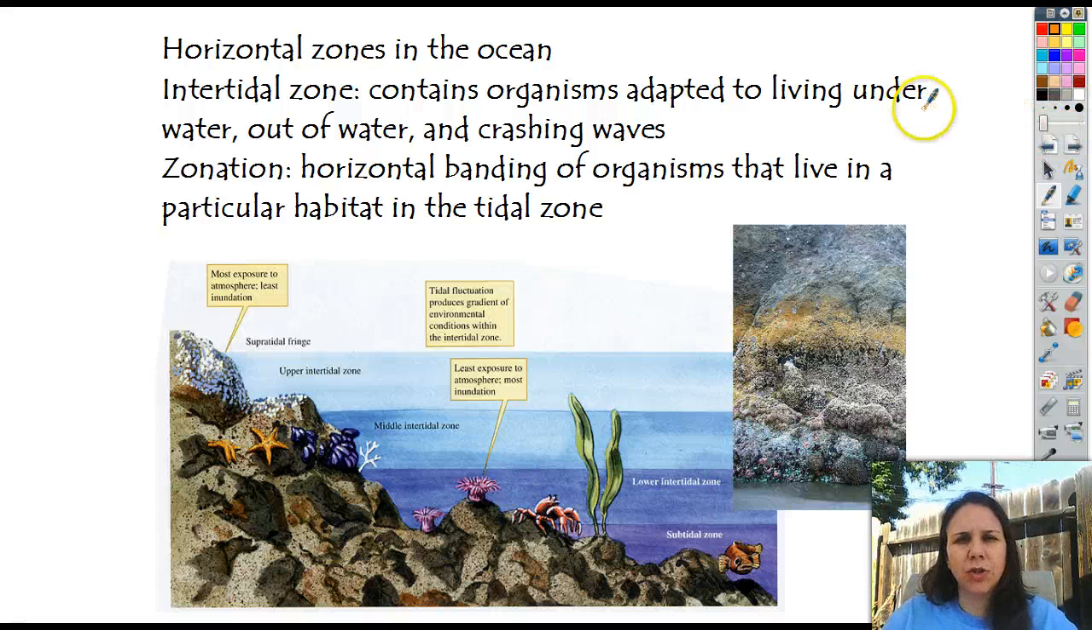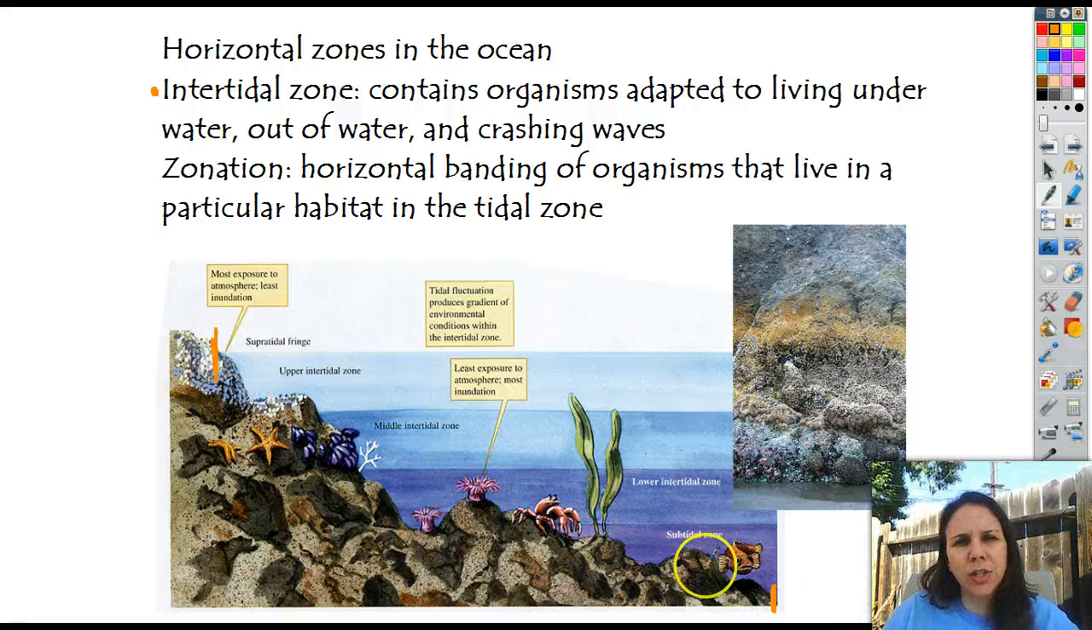Horizontal zones, because the ocean is pretty big. It goes from coast of one continent to coast of another. So the horizontal zones in the ocean can also be divided as well. The first one is called the intertidal zone, and that's from dry land out to where low tide goes. So here's the highest high tide, down here is the lowest low tide, and then from that point forward, it's always underwater.